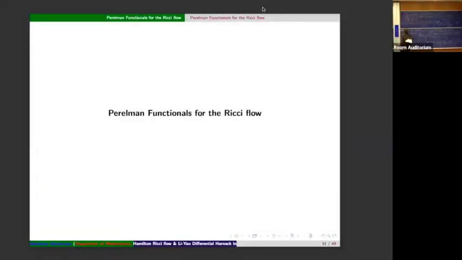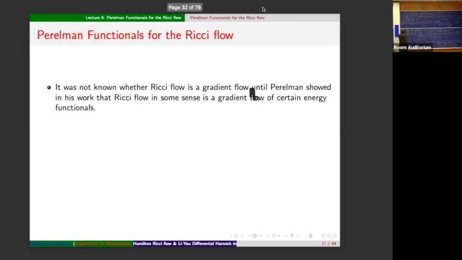Okay. Now let's consider Perelman functionals for Ricci flow. In fact, if you look at all we have been discussing before, the story of Ricci flow is about now.